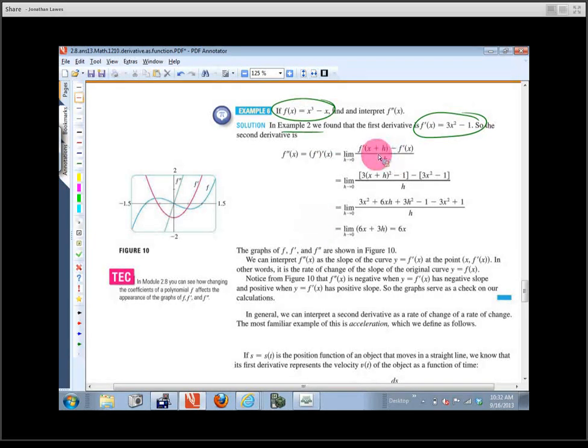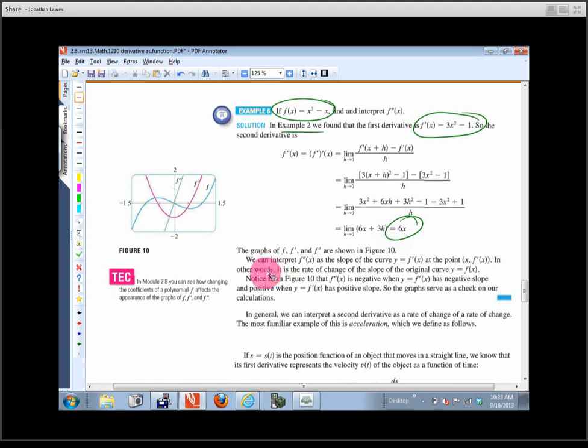Notice that they use the same difference quotient, but now instead of using the original function as the function, we're using the derivative as the function. So we've got 3, x plus h quantity squared minus 1. There's f prime with the x plus h plugged in, and there's f prime. Then they go through and do all the arithmetic. Notice the arithmetic is relatively simple on this one, and they end up with this right here. So this is the function, this is the first derivative, or f prime, and this right here is f double prime.